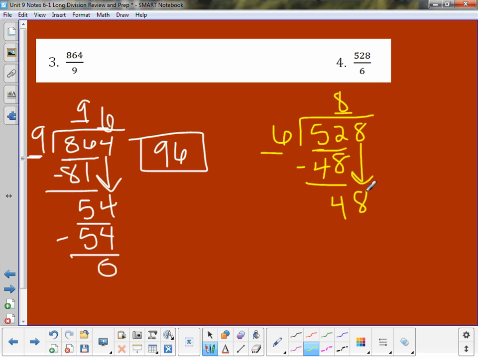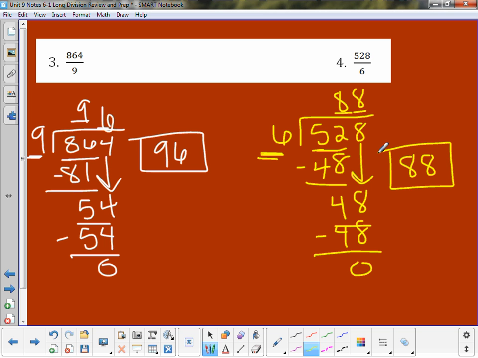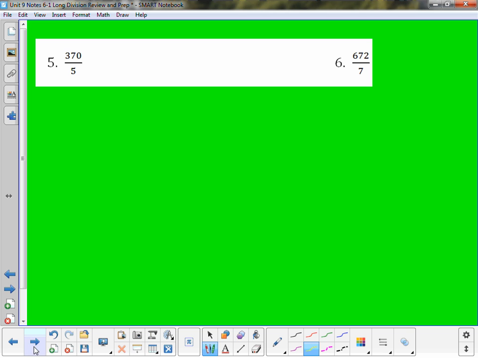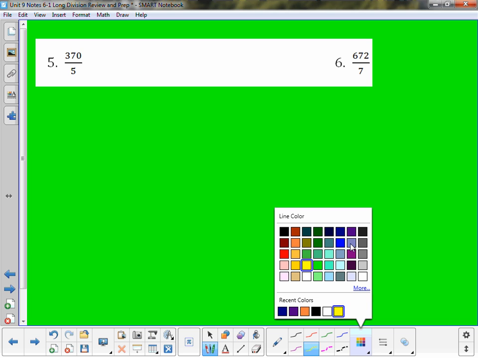So I want to figure out how many times that 6 can go into 48. If you're not sure, take 48 divided by 6 and see what's the whole number that you get. So 48 divided by 6 is going to be 8. So now we're going to take 6 times 8, and we get 48. Subtract those, and you get 0. So again, we have a remainder of 0, and our final answer then is 88. Okay? Let's keep going.